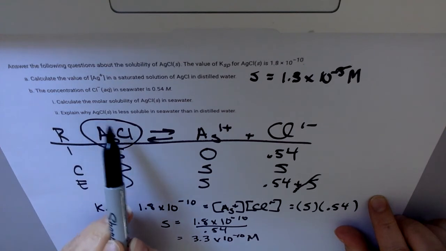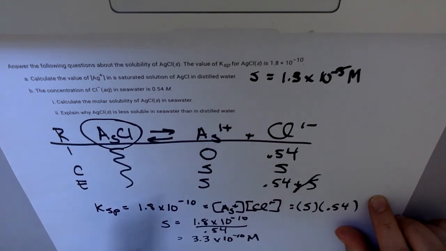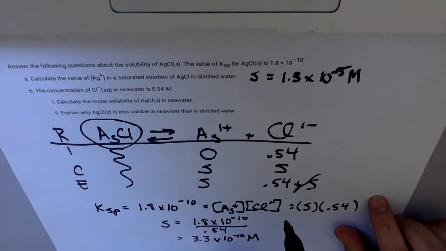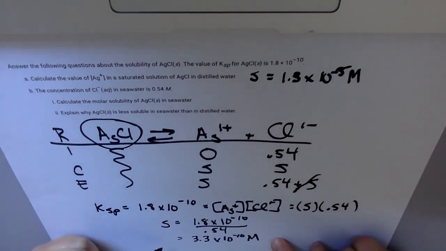Explain why AgCl is less soluble in seawater than in distilled water. You want to reference the common ion effect, that by adding this ion to the equilibrium, you drive the equilibrium back towards the reactants, and therefore decrease the amount of silver ion that can dissolve in the solution. And that's the answer.